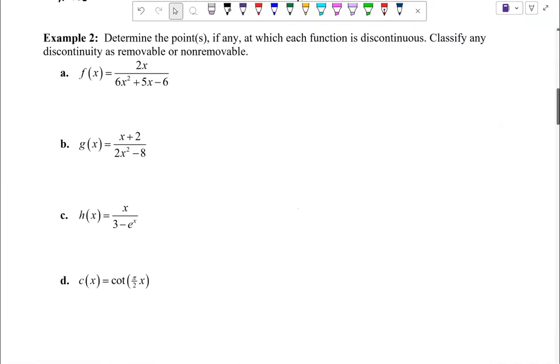Example 2, determine the points, if any, at which each function is discontinuous. Classify any discontinuity as removable or non-removable. Each of these functions is going to be continuous on its domain. So you can think of this problem as simply asking for those points that are not in the domain of the function. Now with part A, f of x equals 2x over 6x squared plus 5x minus 6, we notice that we have a rational function, and we're going to go ahead and factor the denominator and figure out which x's make that denominator equal to 0.